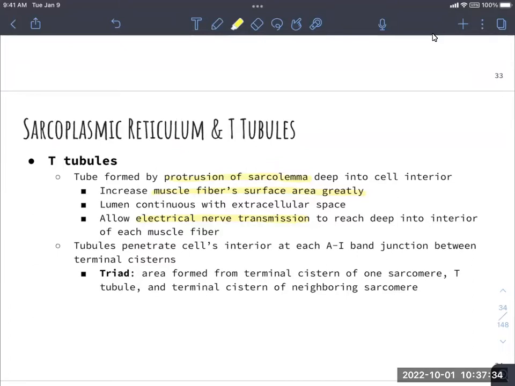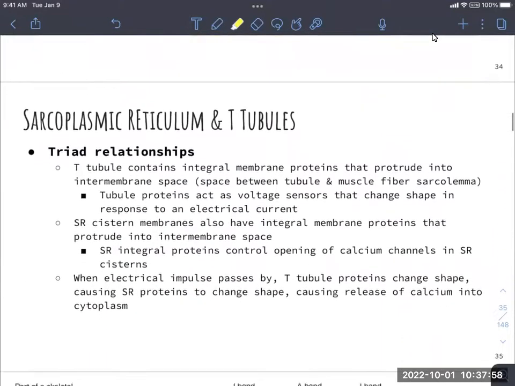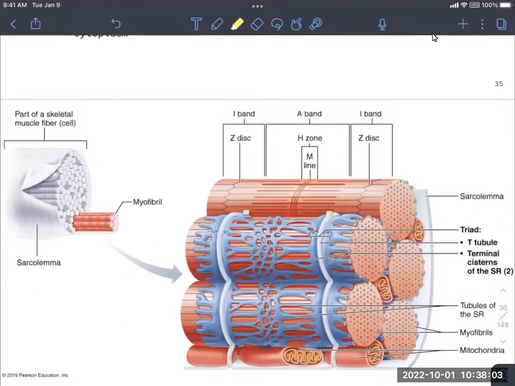So these T-tubules go into the cell at every A-I band junction, and they kind of form a triad. It goes from that terminal cistern of one sarcomere, we get the T-tubule, and then the terminal cistern of the neighboring sarcomere. So here's what this kind of looks like.